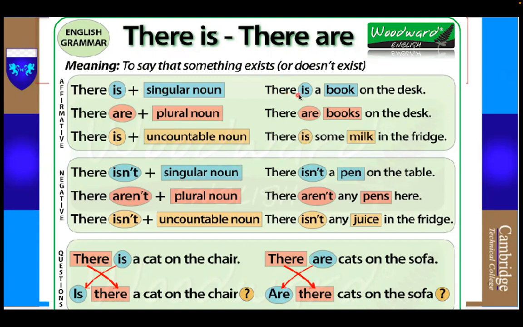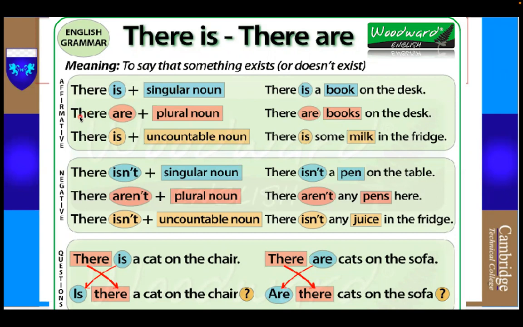There is, we use it for singular. There is a book on the desk. There is an apple. If we have one thing, a singular noun, an apple on the table. There is a cat in the room. So is, we use it for singular. We have one thing.